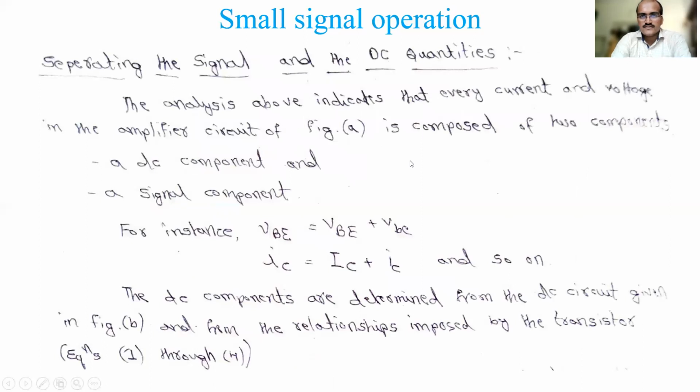That is separating the signal and the DC quantities. That's what our discussion is, and now it will be clear to you. The analysis indicates that every current and voltage in the amplifier circuit of figure A is composed of two components. I told these things at the very beginning so that you should not be confused. One is the DC component, another is the signal component. For instance, VBE equals VBE plus VBE.